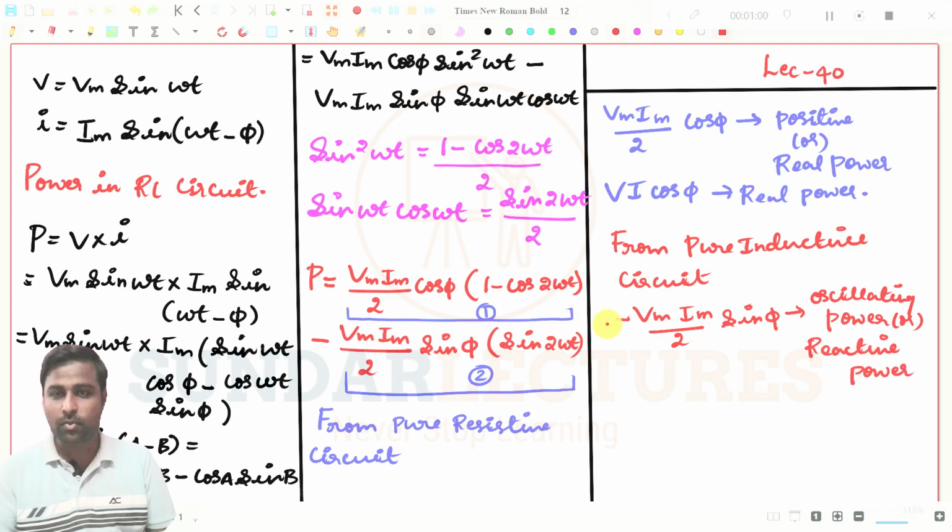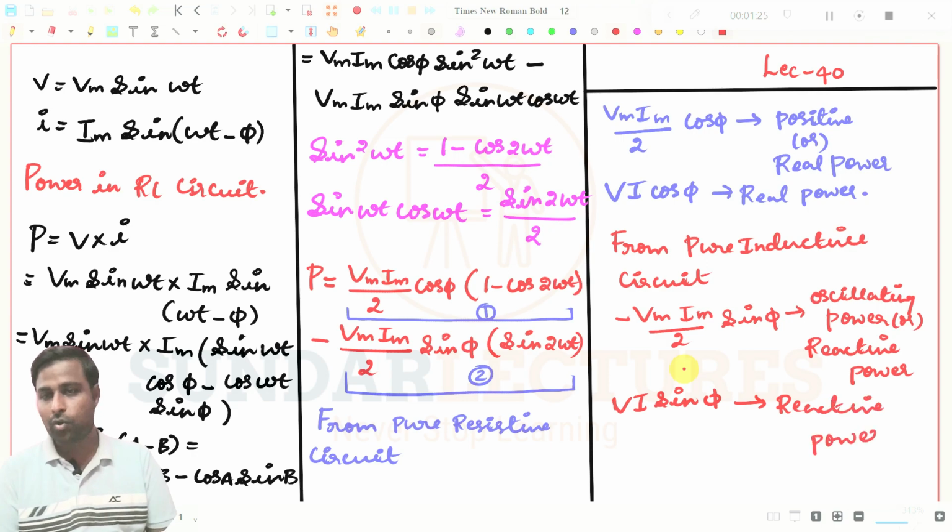And how can I write this one now? Vm Im by 2 can be written as Vm by root 2 and Im by root 2. And what is Vm by root 2? That is Vrms and Irms. So I can write this as Vi sin pi, that is nothing but the reactive power. So these are the two powers that we have got for the overall power.